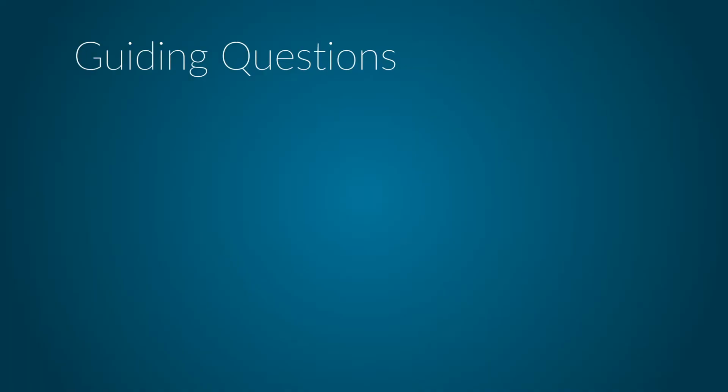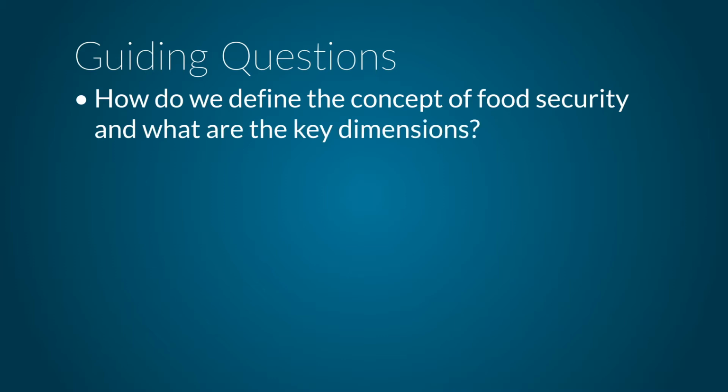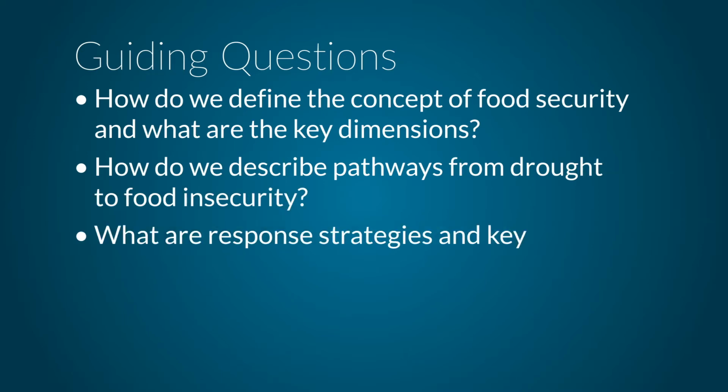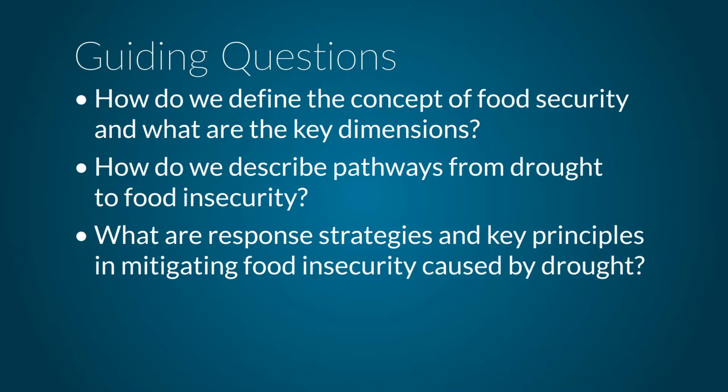Our lecture today will aim at providing answers to the following three questions. How do we define the concept of food security and what are its key dimensions? How can we describe pathways from drought to food insecurity? What are response strategies and key principles in addressing food insecurity caused by drought?